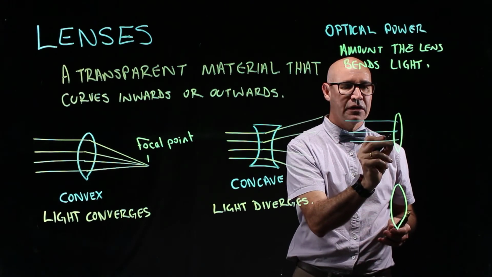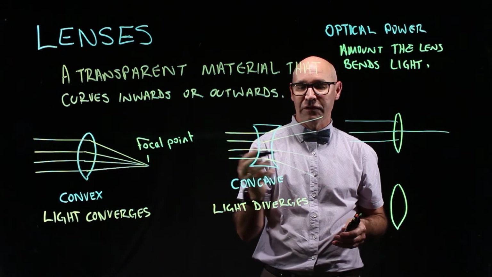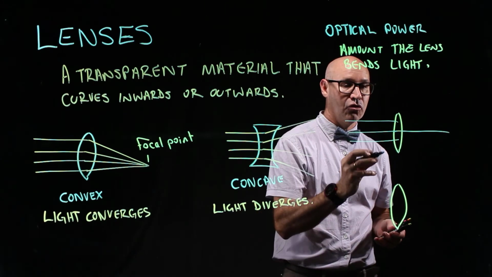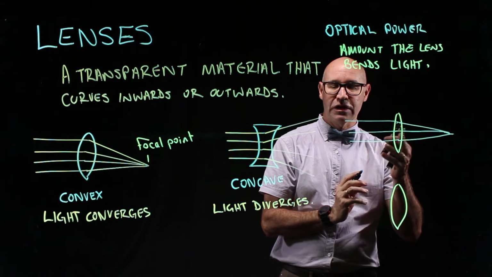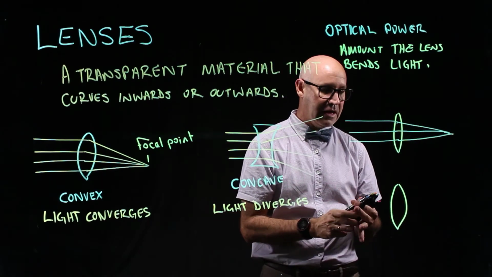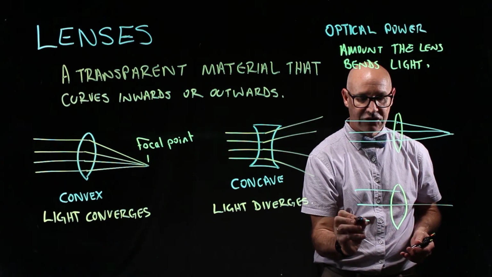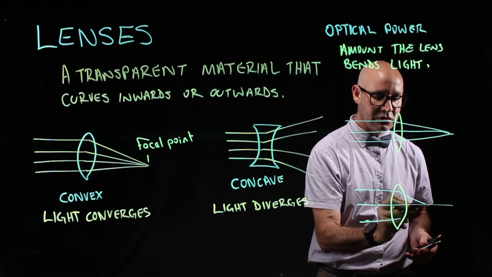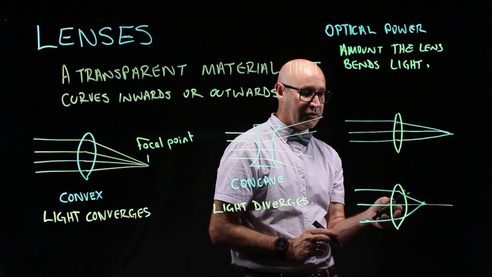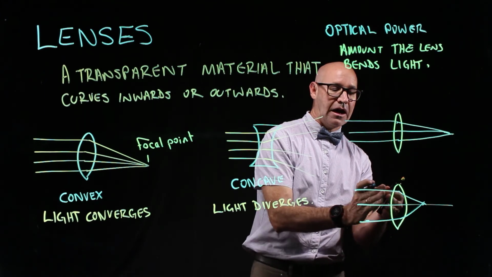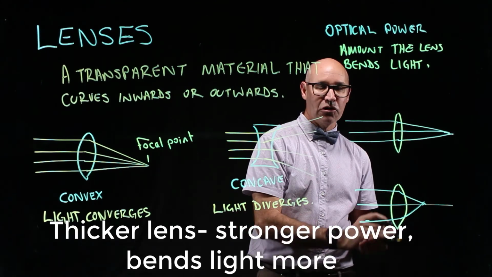So interestingly, the light ray that goes right through the middle of a lens actually doesn't bend at all. Okay, so we have got a long focal length to a focal point here, and then this one, because it's thicker, it actually is going to bend the light more. So we've got a much shorter focal length to this focal point. So a thicker lens has a stronger optical power and it's going to bend the light more.